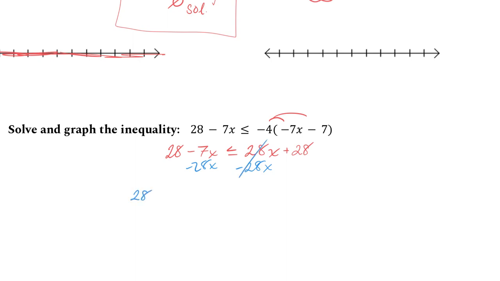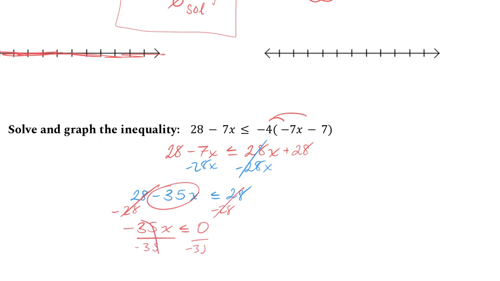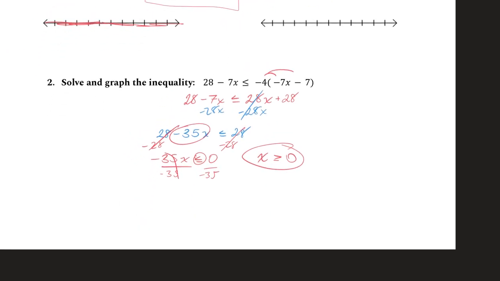Okay, so we'll get 28 minus 35x is less than or equal to 28. From here we'll subtract out 28 and we will get negative 35x is less than or equal to 0 because 28 minus 28 is 0. Now lastly, just divide by negative 35. And if you divide by a negative, remember your sign, you got to flip it. So x is greater than or equal to 0, because 0 divided by anything is going to be 0.